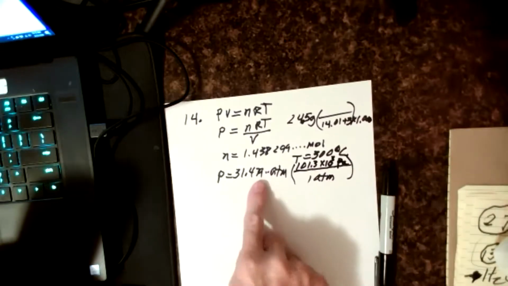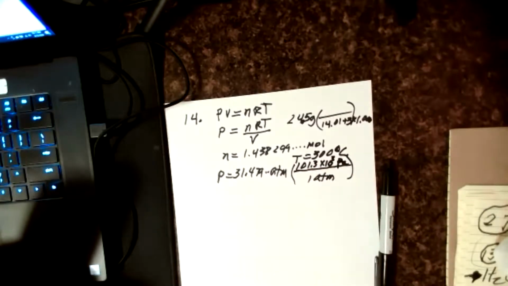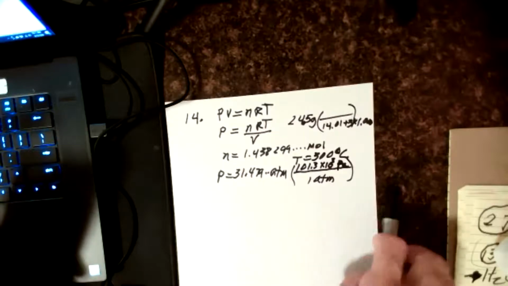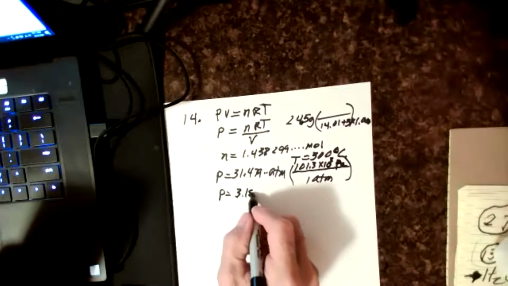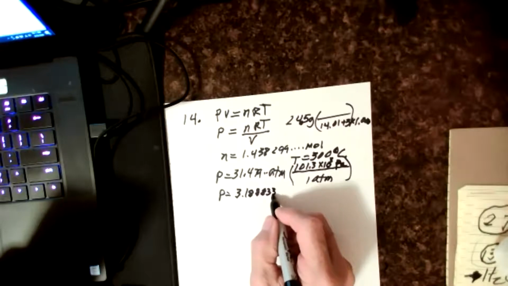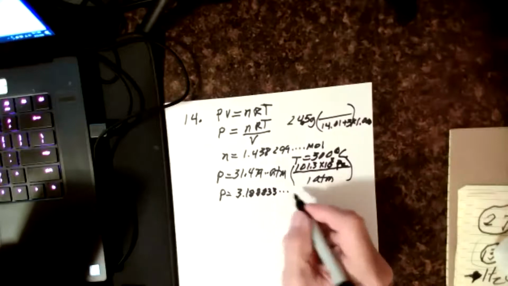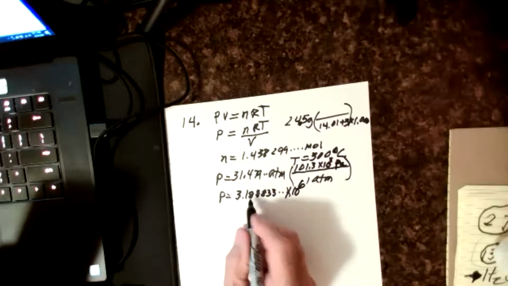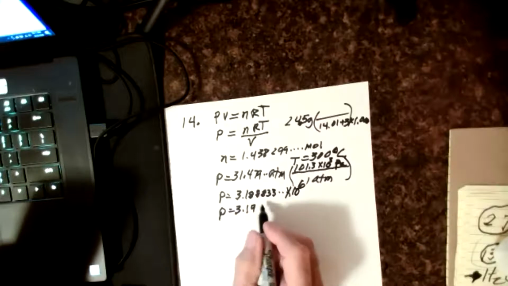Okay, so I've got this number. I'll multiply it by 101.3 times 10 to the third. And I come up with the pressure being 3.188833 and more digits times 10 to the 6. Rounding off to 3 significant figures, it's 3.19 times 10 to the 6, and that's the answer.